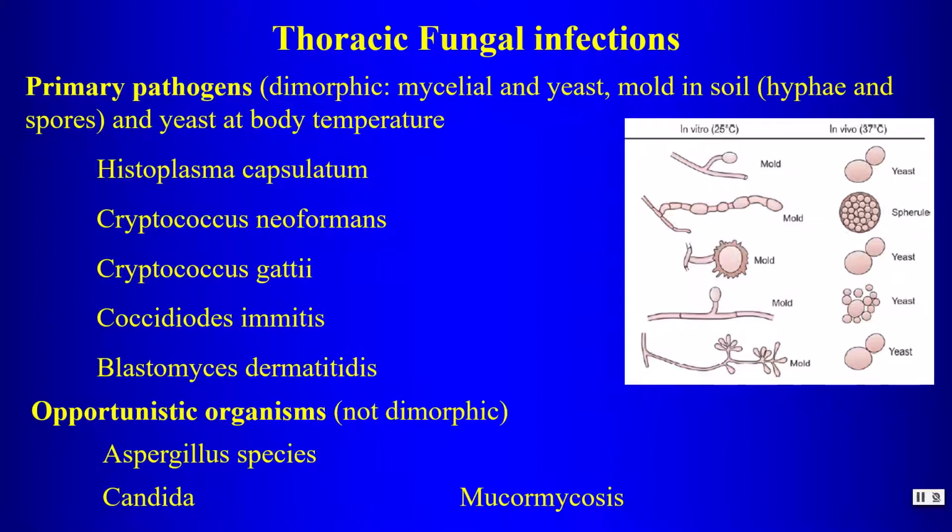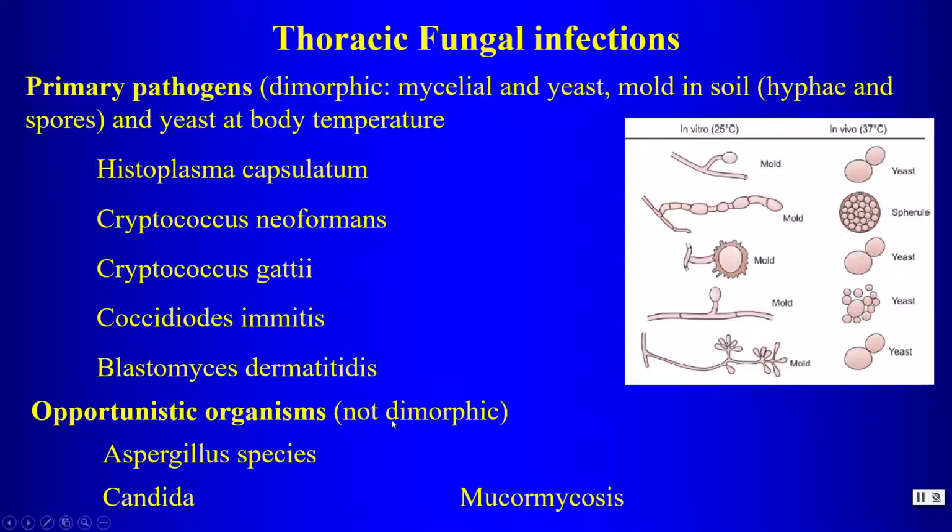And we can think about these fungal infections as basically two types of fungi. There are the primary pathogens, and these are dimorphic fungi. They have mycelial and yeast forms within the soil. They form mold, so they will have hyphae and spores within the soil, but at body temperature, when they affect humans, they take on the yeast form, hence they are dimorphic. And so these are the primary pathogens to be familiar with.